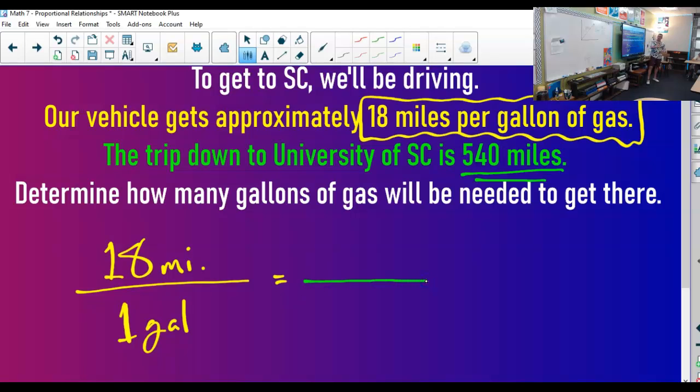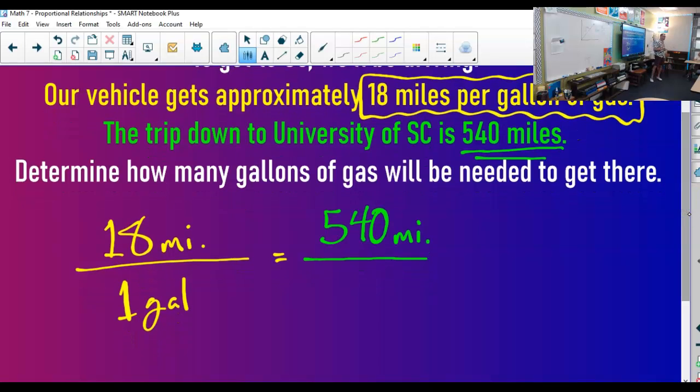So I hear what you're saying. You're not wrong. You're right. But if I'm trying to build a proportion, where would 540 miles go? Top or bottom here? Ooh, because miles is on top. Miles is on top. Now, as I walked around, some of you did this, which is absolutely what we want to do. But the reason that we want to do this, hey, this is when you want to pay attention, because this is like the meat of the lesson.